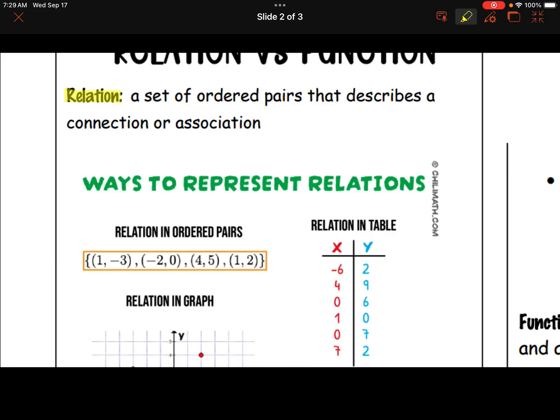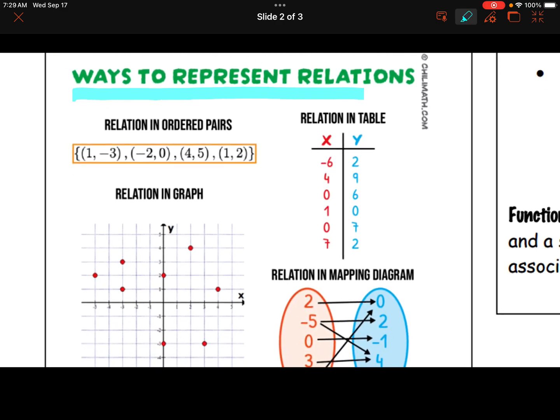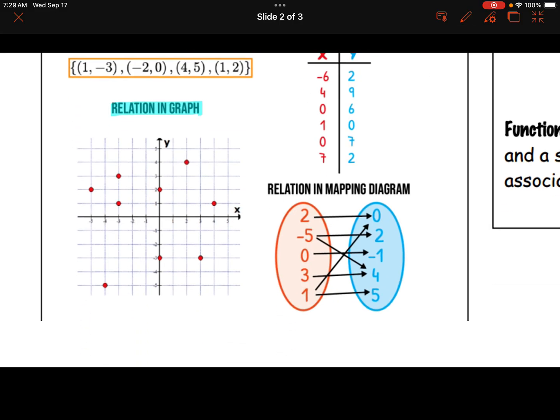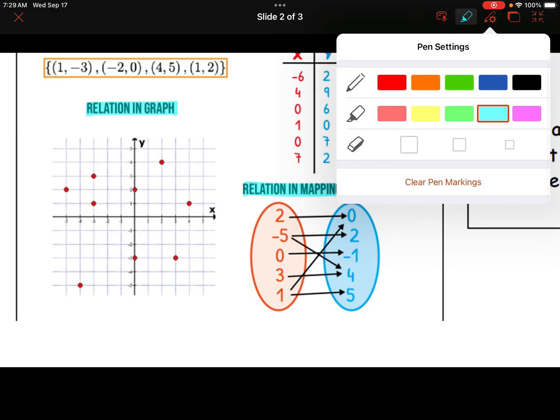So again, ordered pairs. And there are some different ways that we can show relations. Relations can be shown as just a set of ordered pairs. Relations can be shown as a set of ordered pairs organized in a table. Relations can be a set of ordered pairs that have been graphed on a graph. And then relations can be a set of ordered pairs that have been represented in a mapping diagram. And that's probably the one that you're the least familiar with.